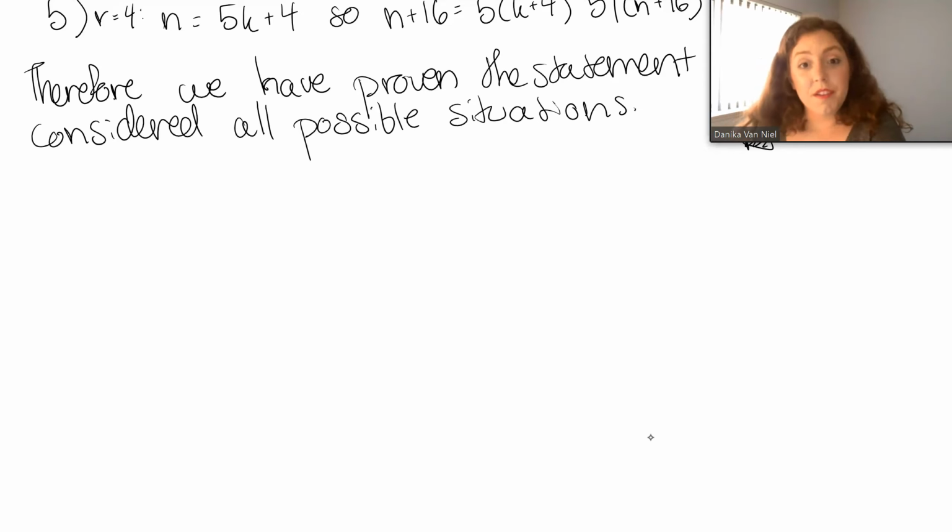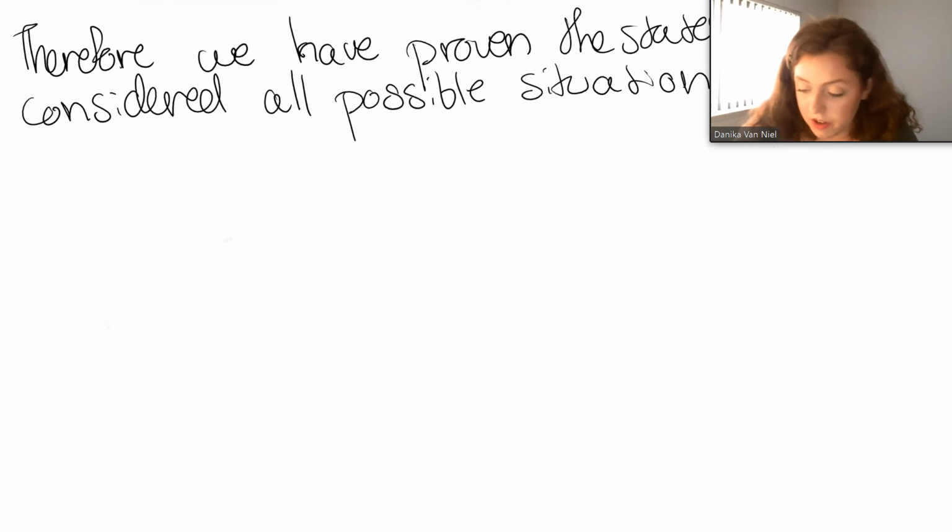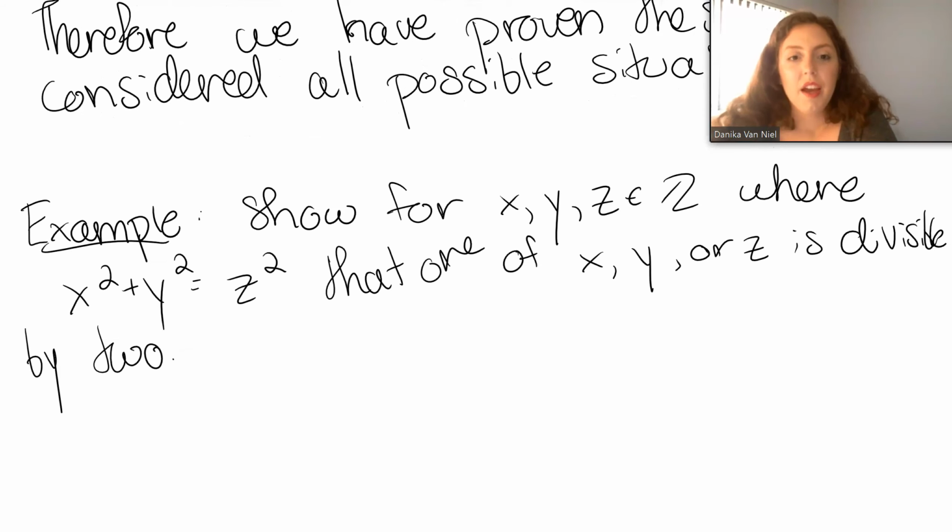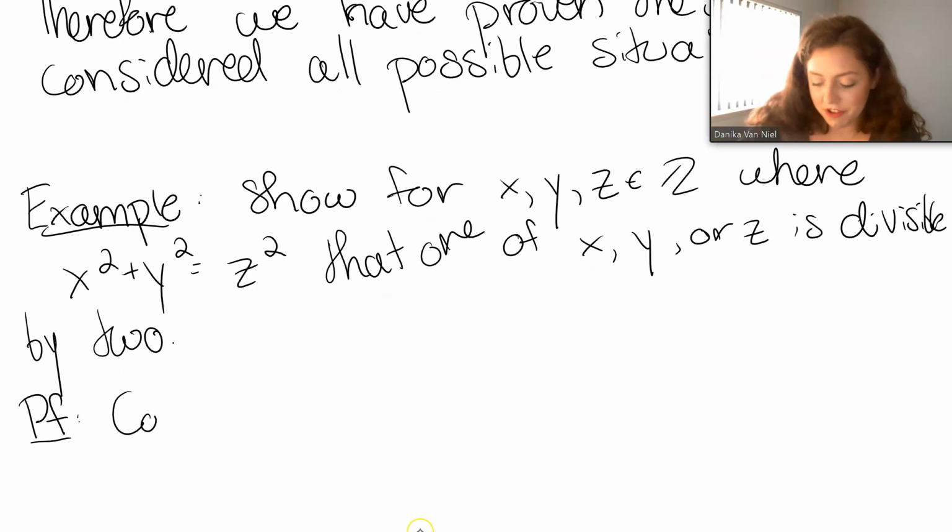Okay, here's a good one. I'm going to zoom in again. Show that for some x, y, z in the integers where x squared plus y squared equals z squared, one of x, y, or z is divisible by 2. You'll want to remind yourself of the division lemma. Let's jump into the proof.